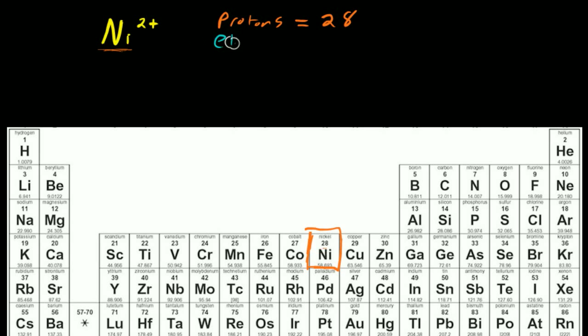How many electrons are we going to have? Well, we've got a 2 plus charge. So what does that mean? It means that there are 2 more protons than there are electrons, right? So we know that we are going to have 2 fewer electrons than protons. So we will have 26 electrons. So that's it. That's our answer. So let's do another one.